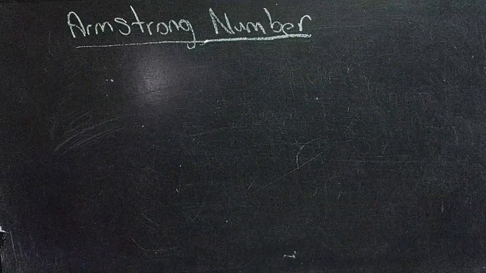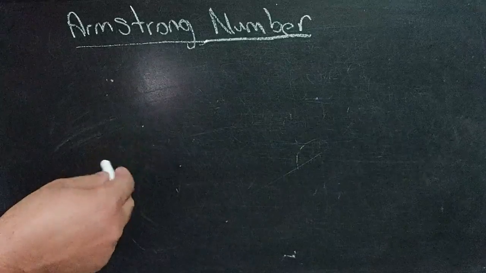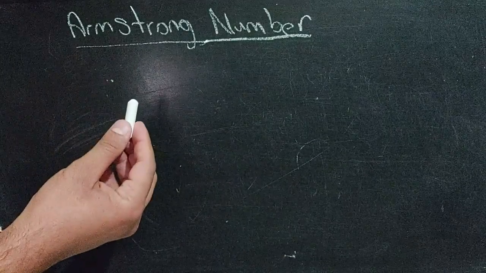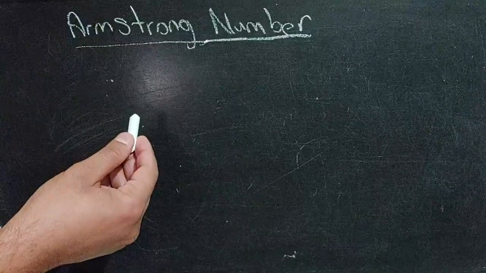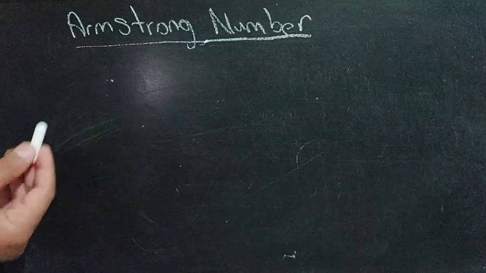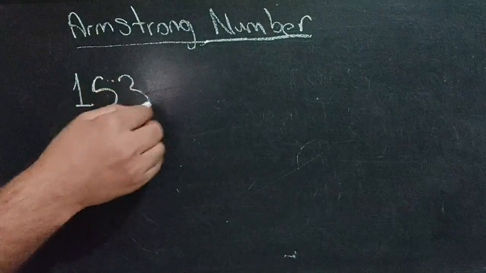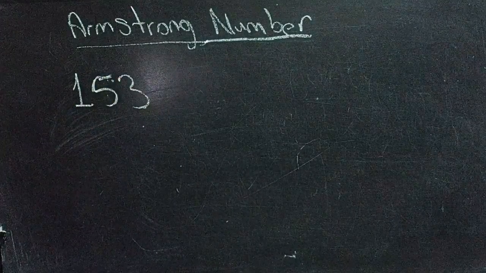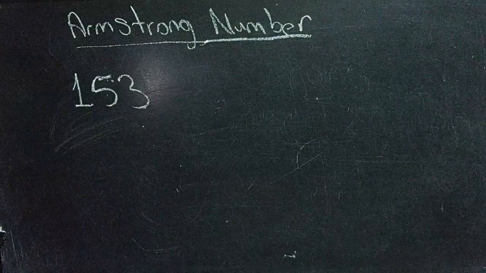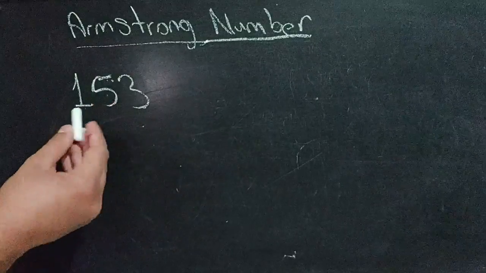What is an Armstrong number? If the number is formed by the sum of cubes of its digits, we call that number an Armstrong number. For example, 153. What I said is that this number should be the sum of cubes of its digits.